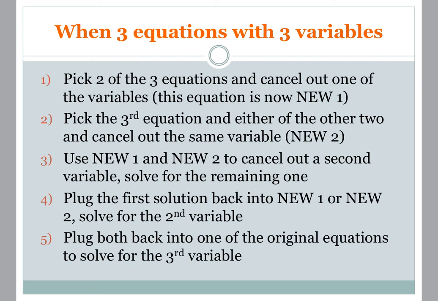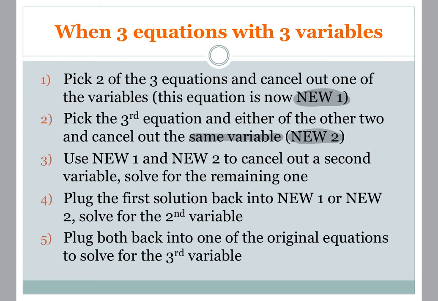And then we're going to call it new one so that we just know what we're talking about. That new one will only have two variables. Then I have to use the third equation I didn't use the first time. I only picked two. Whatever you didn't use, you have to use that one. You can combine it with any of the two you already used, but you have to cancel out the same variable. And we're going to call that new two.